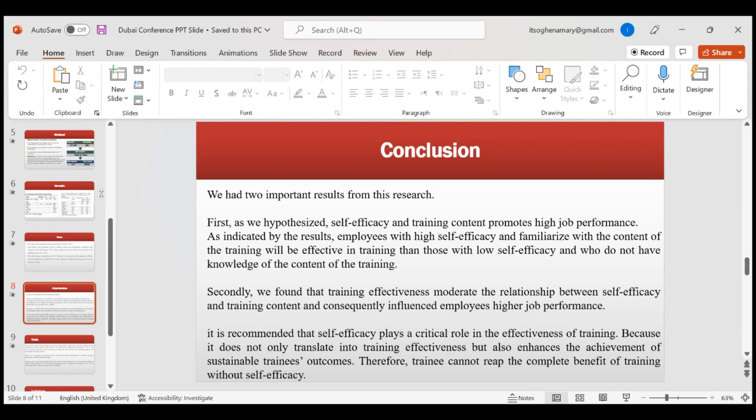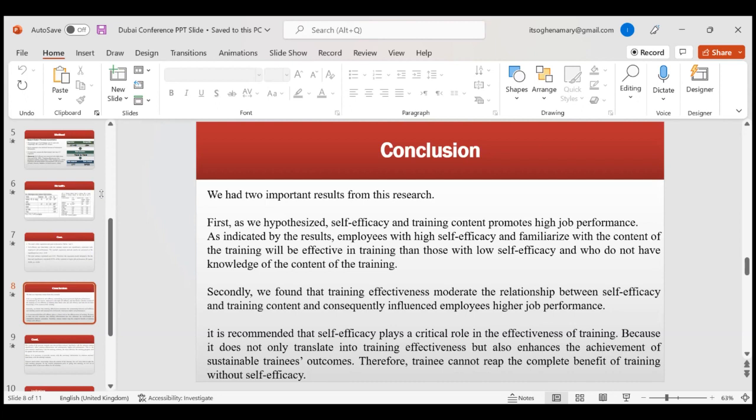Self-efficacy will play a very important role in the effectiveness of any training program. Why? Because it does not only translate to training effectiveness, but also enhances sustainable training outcome. Again, training cannot reap complete benefit without self-efficacy.